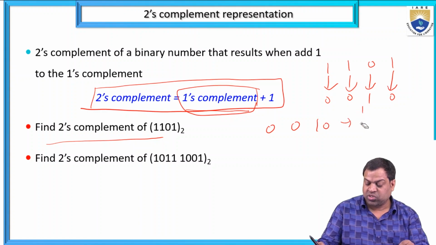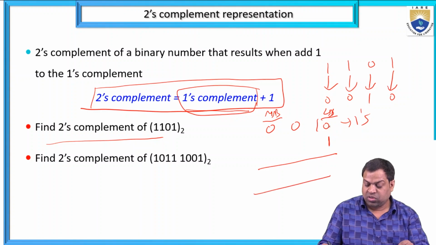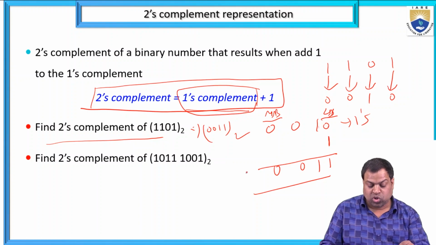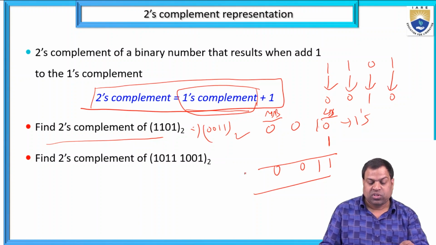But what is the process now? After getting the 1's complement, we are adding plus 1. Where are we adding plus 1? We are adding plus 1 to the LSB value. It is MSB and it is LSB. Least significant bit value, we are adding 1 to this. So 0 plus 1, 1. 1 is as is, 0, 0. So 0, 0, 1, 1, base 2 is the 2's complement of 1, 1, 0, 1.